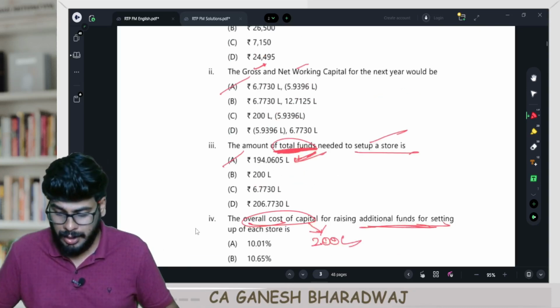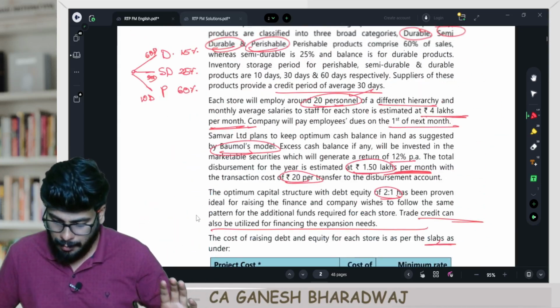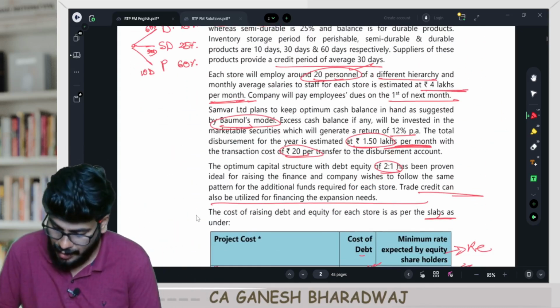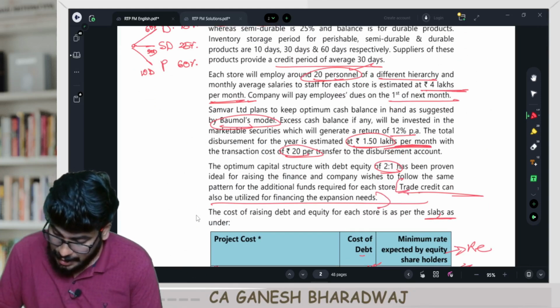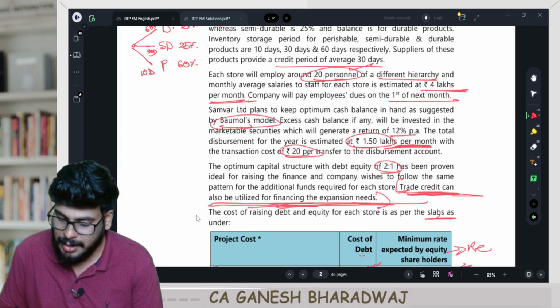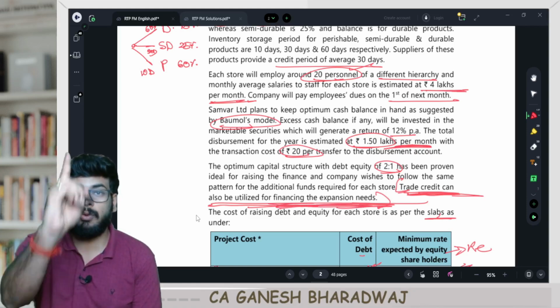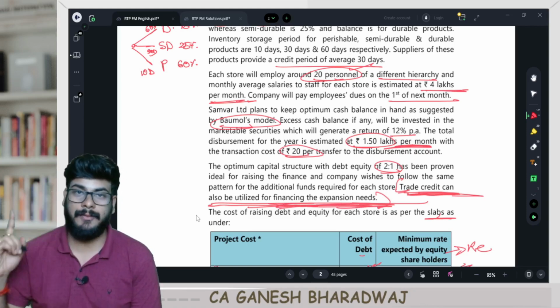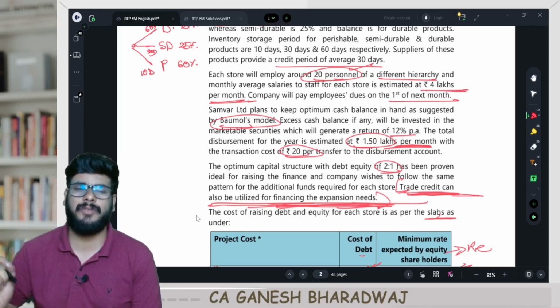Sir, is it allowed, sir? Generally not allowed, but specifically mentioned in the question. Where, sir? Read this line: trade credit can also be utilized for financing the expansion needs. This one line will make all the difference in your calculation. Are you clear with this?